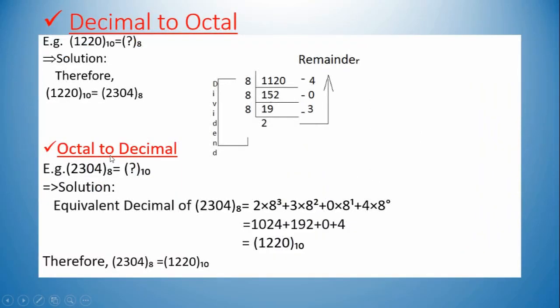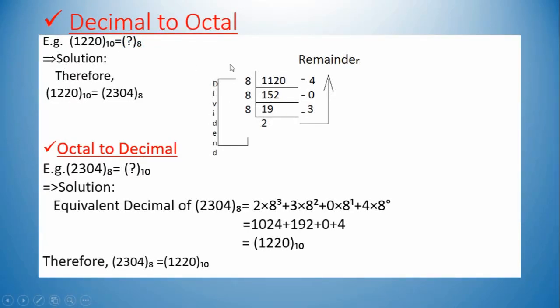So now let's look at the conversion of decimal to octal. Here is a given decimal number, 1220, and it is a decimal number since its base is 10, and we have to convert it into octal, which is determined by the base 8. So this must be kept in mind: you must see the base first before the conversion of any number system to any number system.